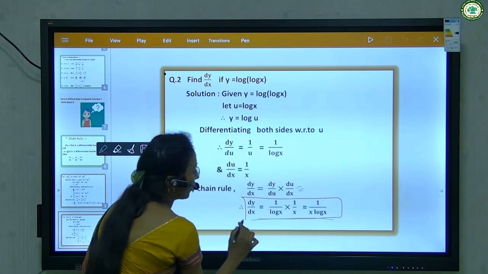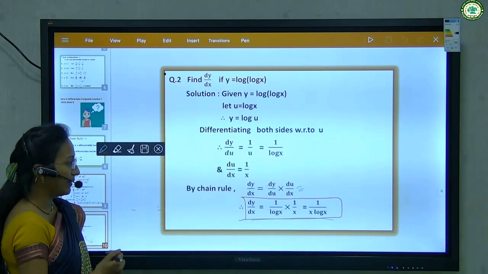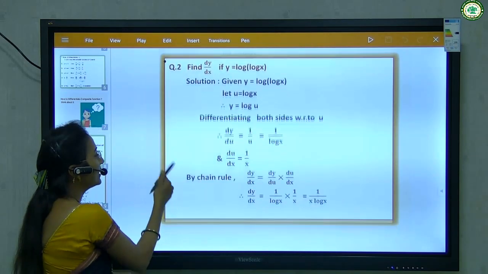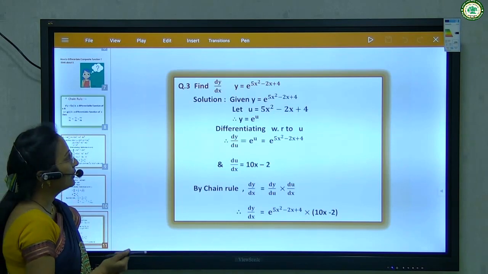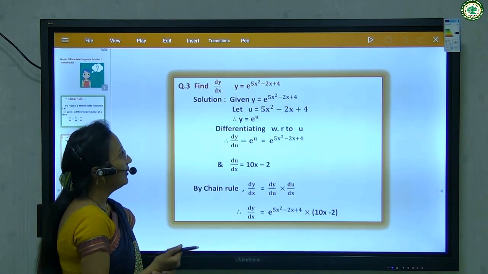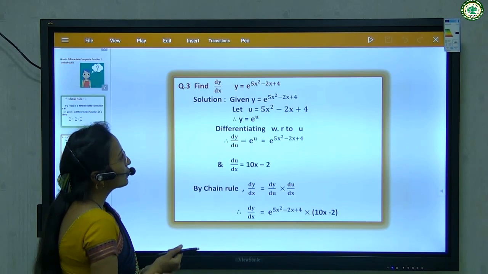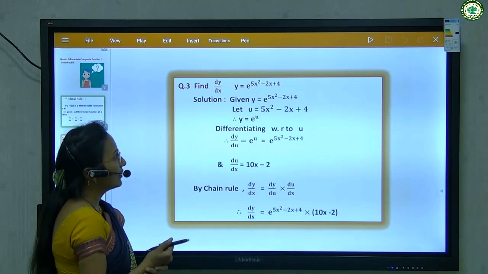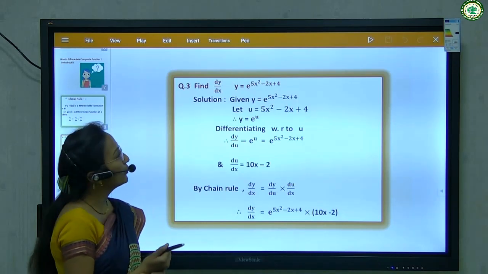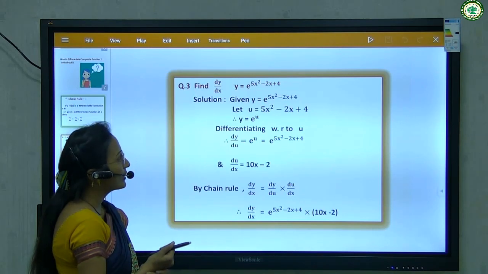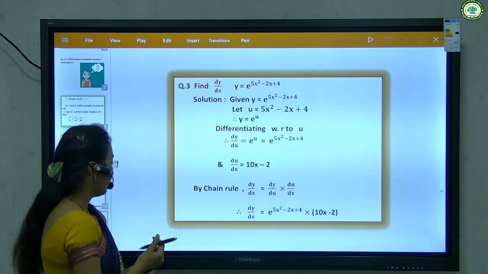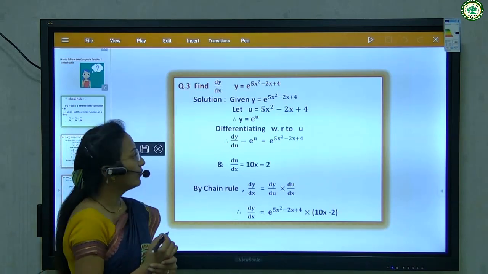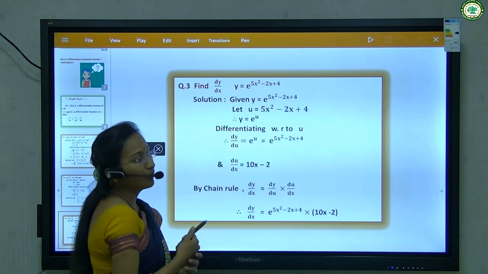This is the rate of change of the dependent variable with respect to the independent variable, meaning dy upon dx. Next, our problem is to find dy upon dx if y is equal to e raised to 5x square minus twice x plus 4. Now again we see that the given function, y is equal to e raised to 5x square minus twice x plus 4, is a composite function. Therefore, we use the chain rule for finding the solution of that problem.